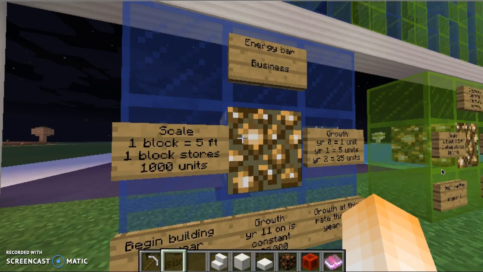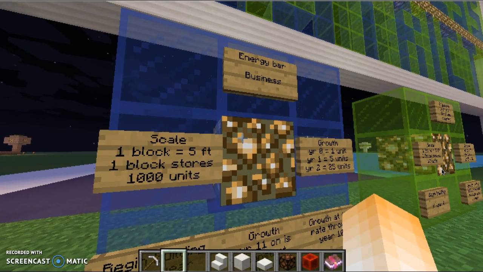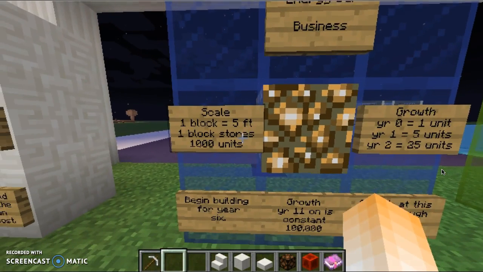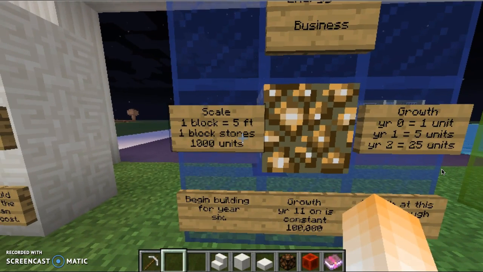I've given them the growth. In year 0, they were just working on producing 1 unit that they were confident was really an energy bar, something amazing. The first year, they're producing 5 units, so they're still tweaking and growing a little bit, but not much. The second year, they've produced 25 units, so the growth seems pretty small, but it gets really large really fast. So they're not going to start building their buildings until year 6.